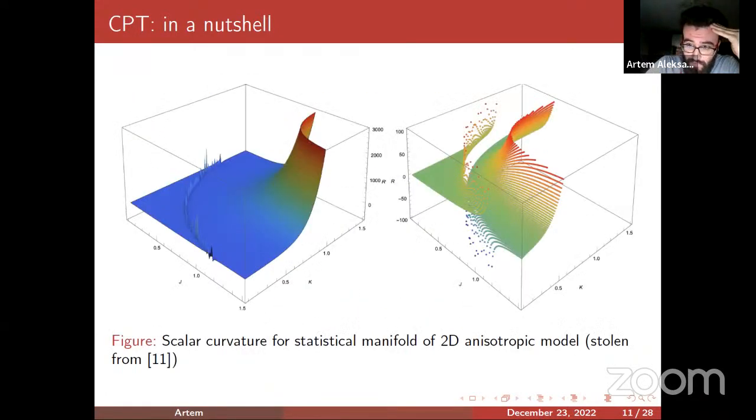Okay, and on this slide, you can see the picture that represents the scalar curvature for the statistical manifold that corresponds to the two-dimensional anisotropic Ising model. And you can see that the scalar curvature diverges at the point of phase transition. So the main statement is that the scalar curvature, or maybe the Fisher metric, is sensitive to the phase transition point. It is true for classical phase transitions. It was illustrated in several papers, and it seems that this fact is well known.